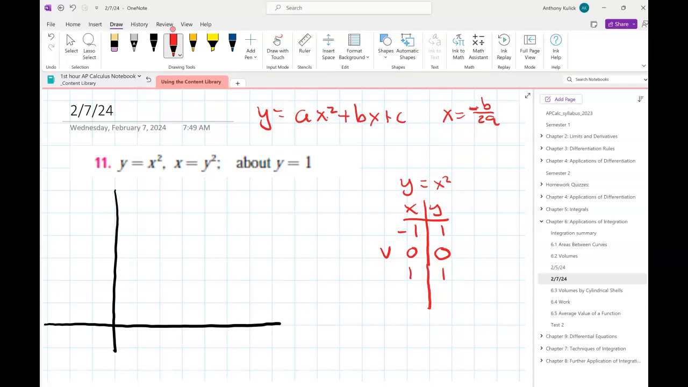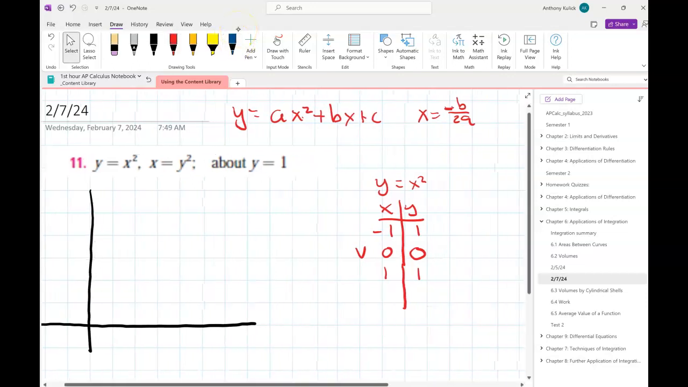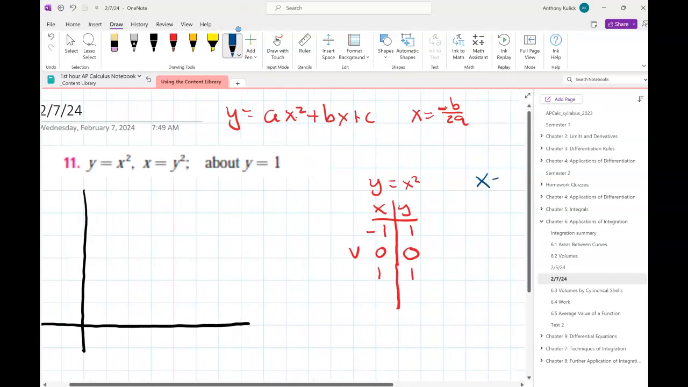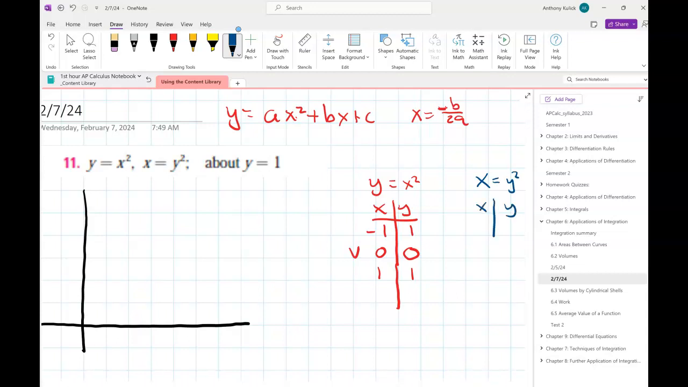All right. And then we have x equals y squared. So again, this is going to be quadratic, but y is the independent variable and x is the dependent variable, right? It's like going to be kind of flippy-floppied. The vertex still should be the same though, right?